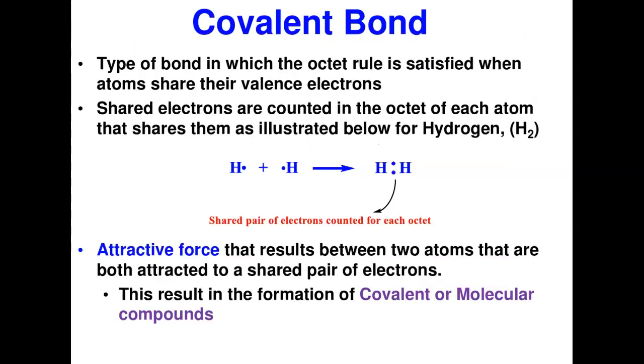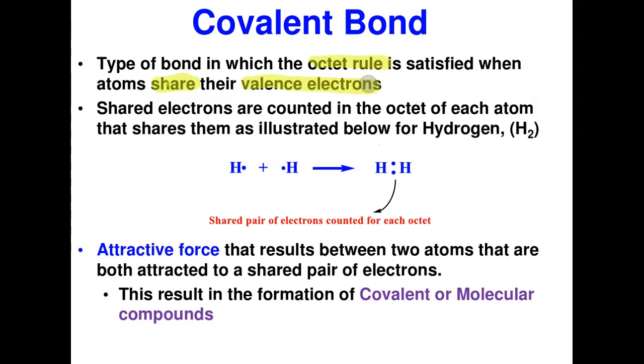What is a covalent bond? A covalent bond is a type of bond, of course, formed. Remember again, every type of bond is formed so that atoms that come into this association will satisfy the octet rule. In this case, atoms satisfy the octet rule by simply sharing their valence electrons. The word here is share. Each valence electron they share will count into their octet.